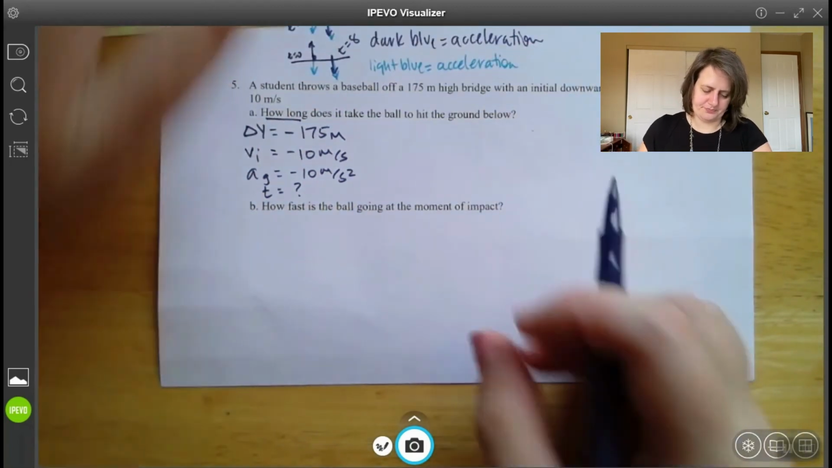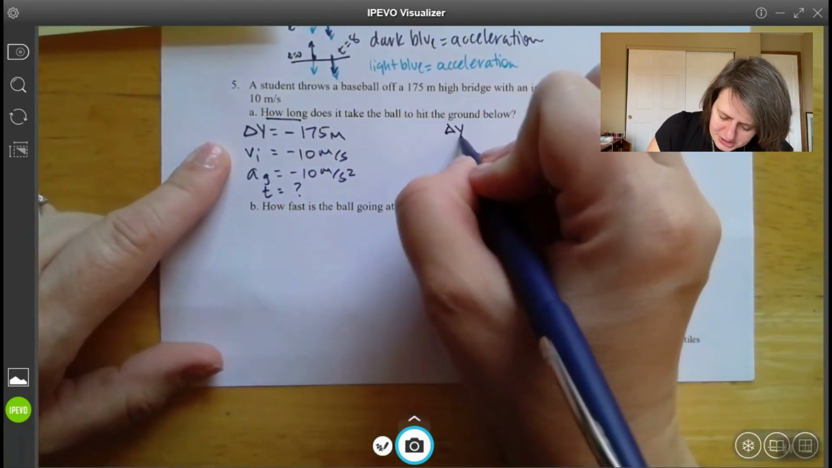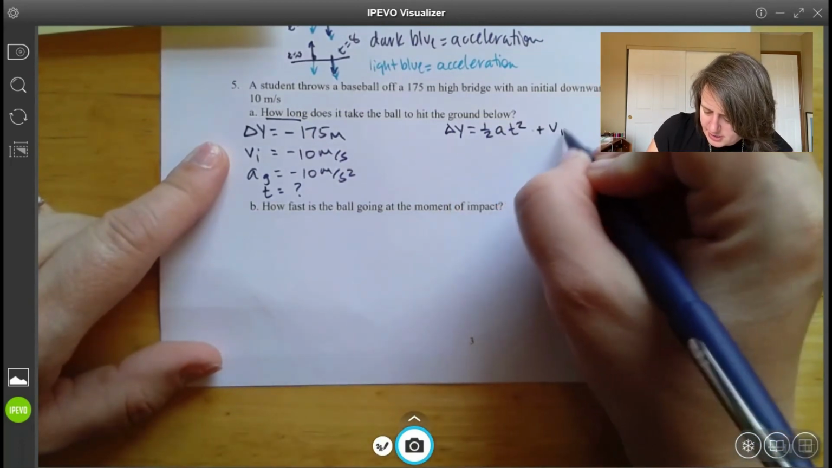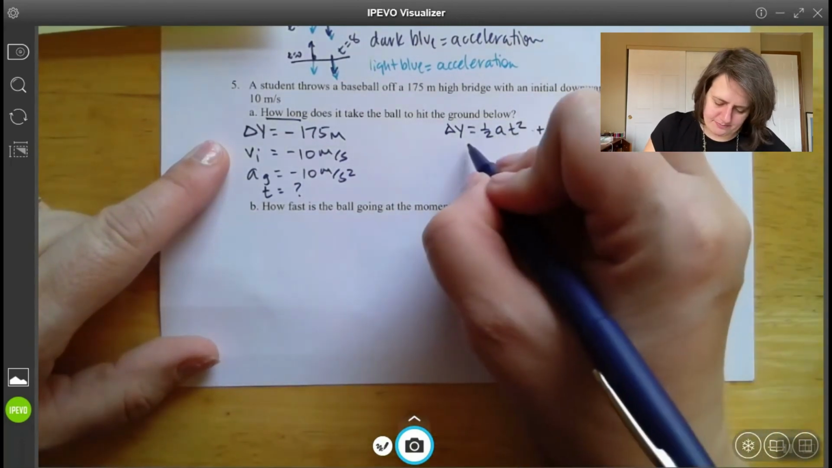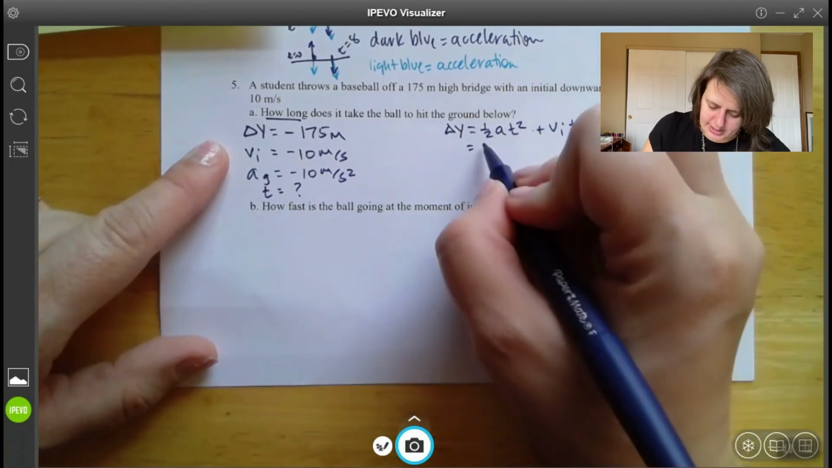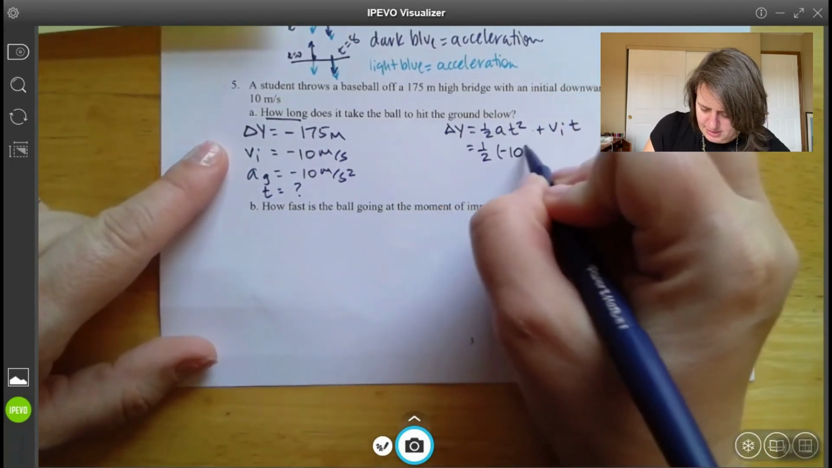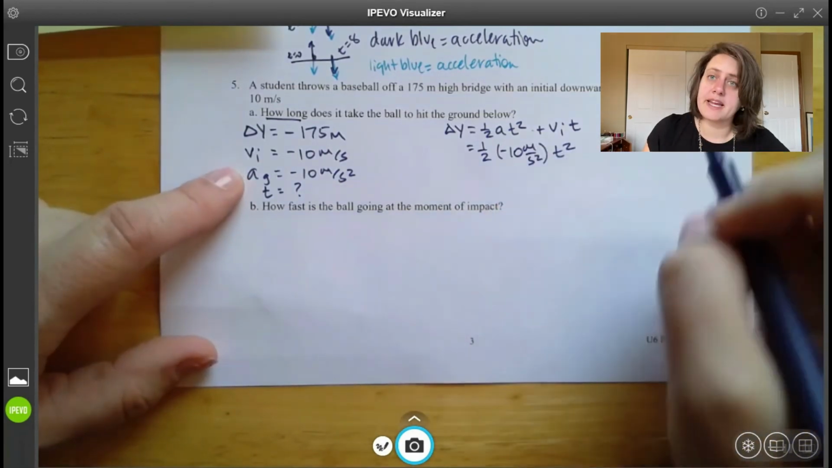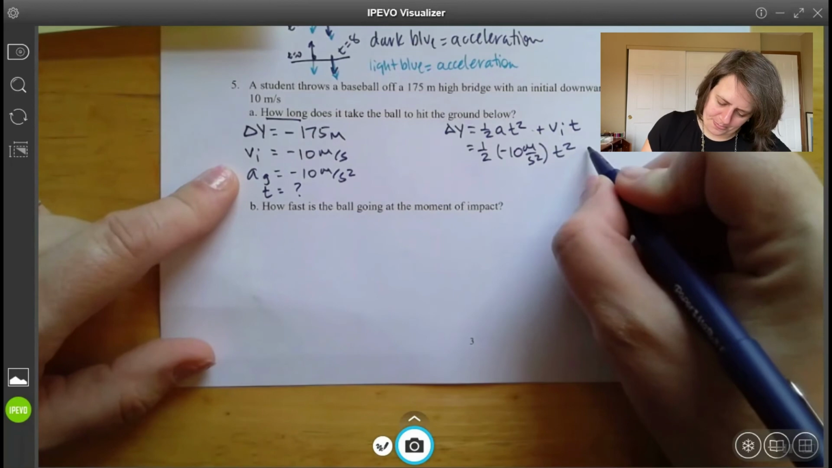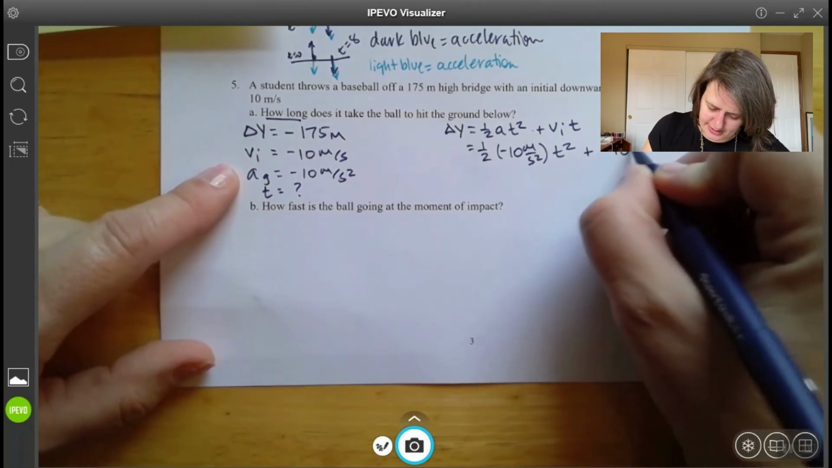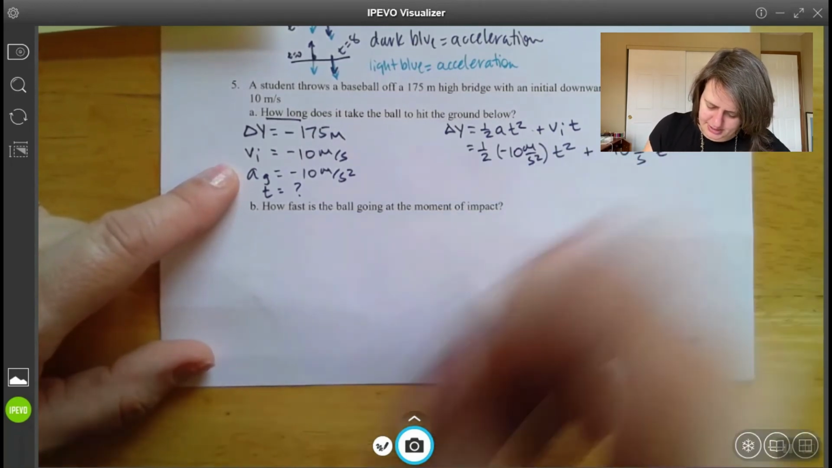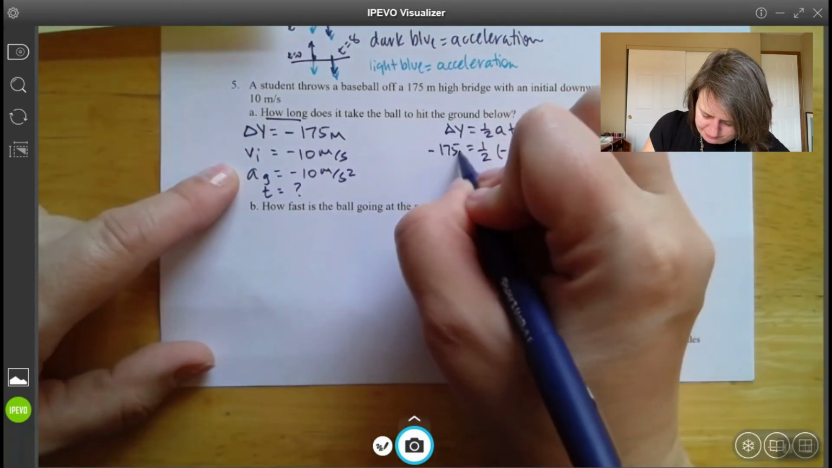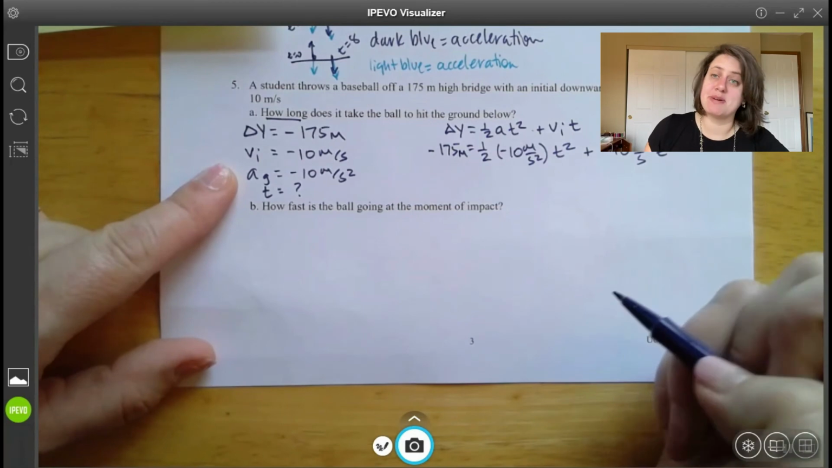So our change in displacement is equal to 1/2 times acceleration times time squared plus initial velocity times time. So we've got 1/2 times minus 10 meters per second squared times time squared. Again, that's our variable that we're solving for, plus our initial velocity times time. Oh, forgot to put in my displacement. I'm going to add my displacement to both sides.